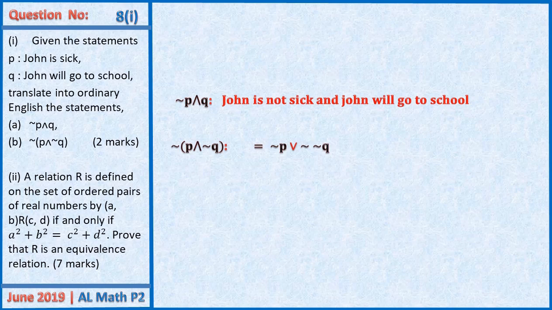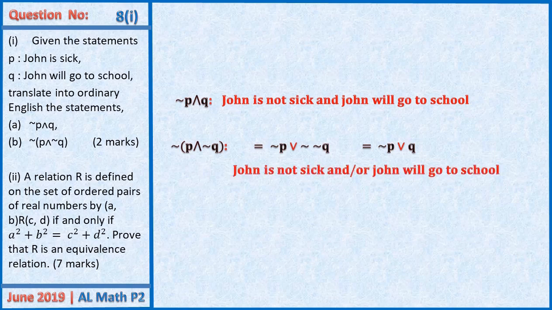So now we have two negative signs there, and they cancel out. Negation of a negation cancels out, the effect is cancelled. So we can now read this one as John is sick and or John will go to school. So this statement can be read as John is not sick and or John will go to school.